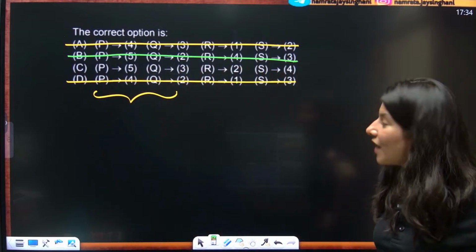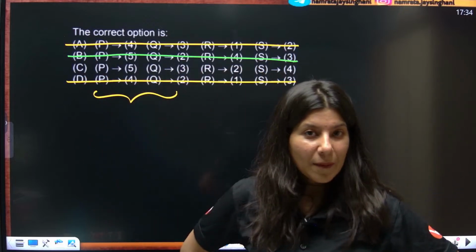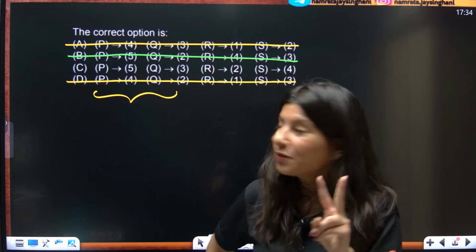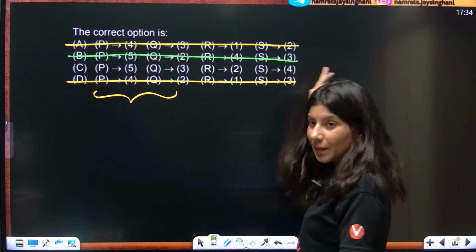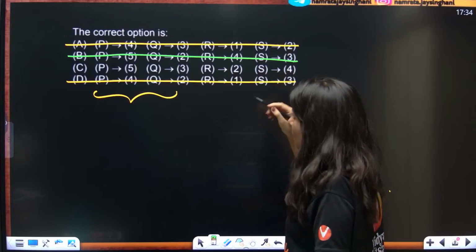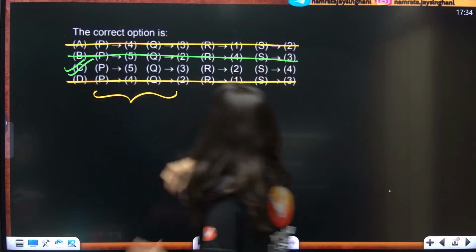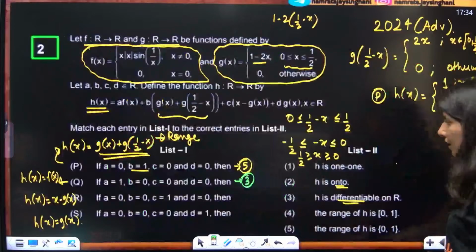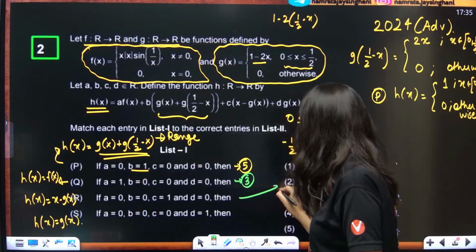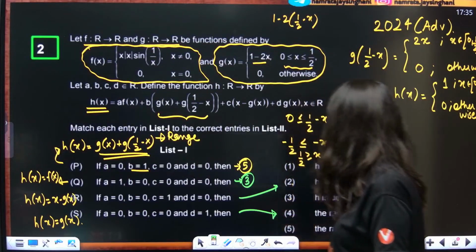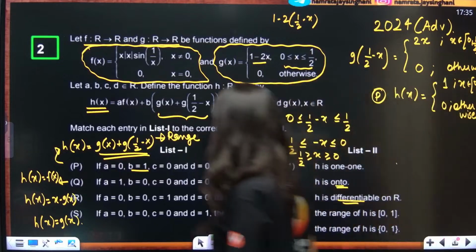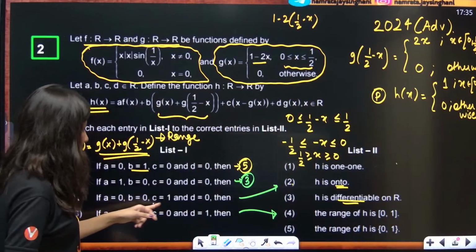Now, see, I told you, now you only need to do 2 options. Now R is matching automatically with 2 and S is 4. Option C is absolutely right. That means R2, S4. So this is matching with 2 and S is matching with 4. Can you see? R2 means that C is equal to 1.